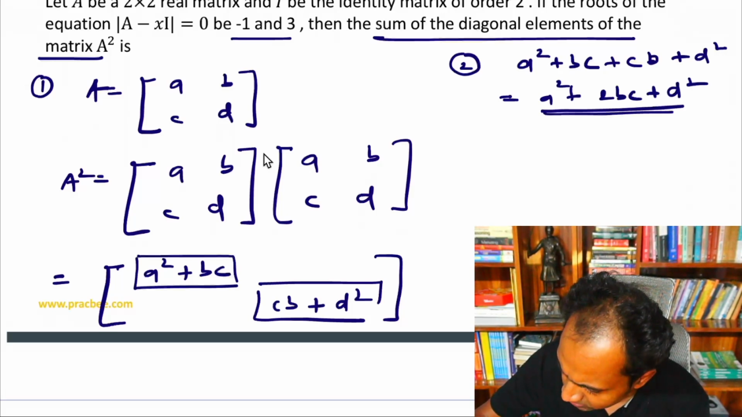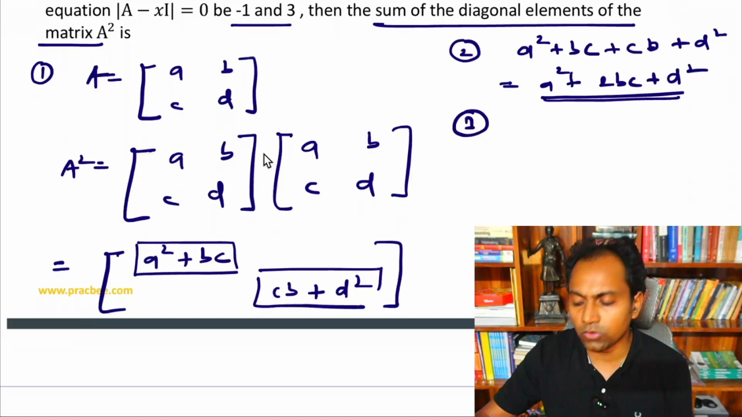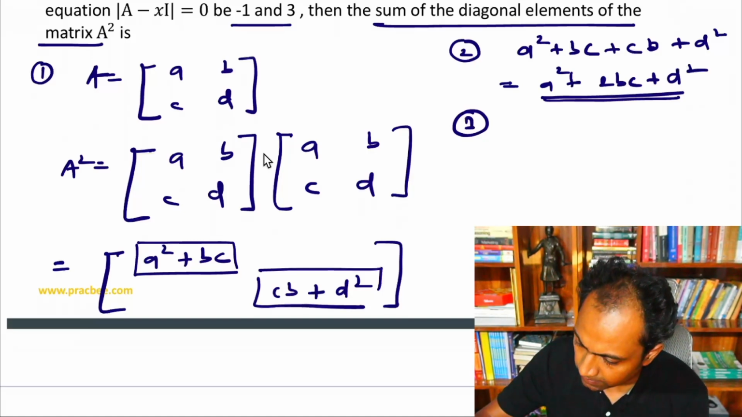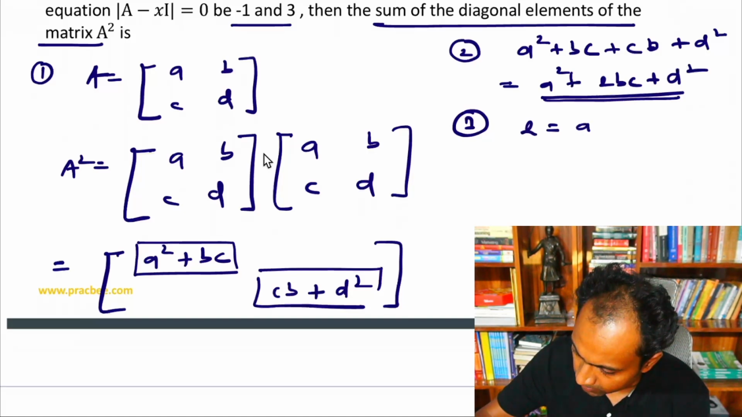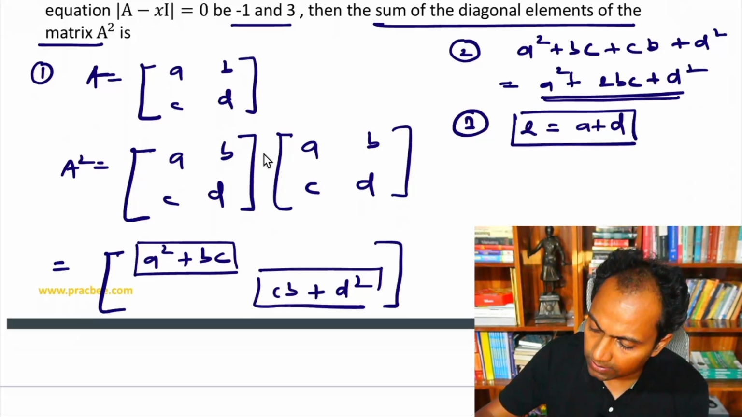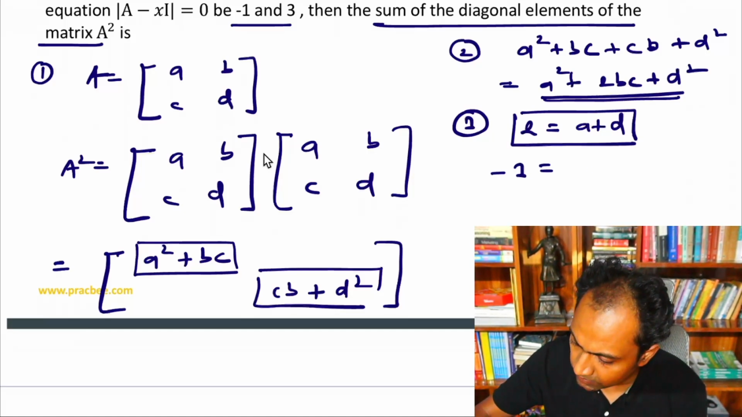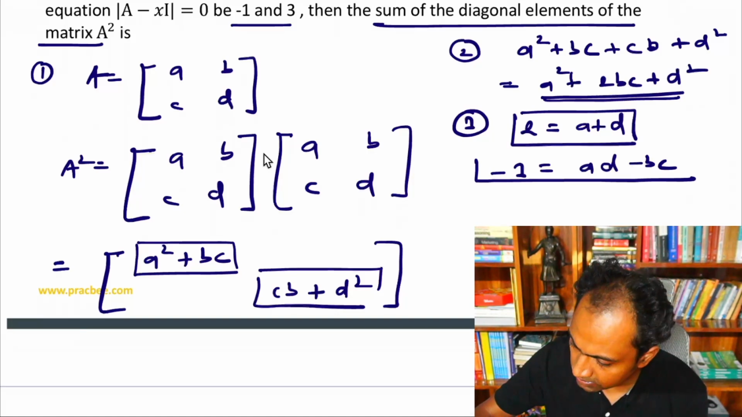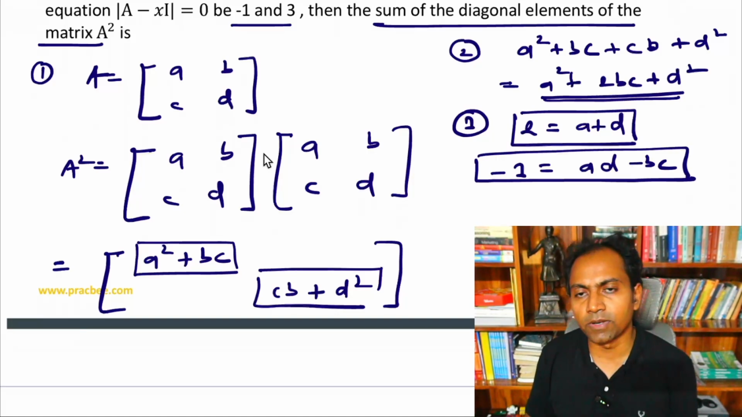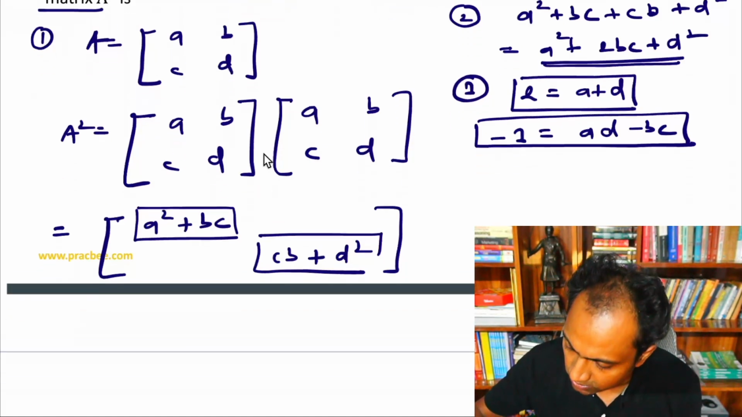Now based on the information that is given to us, what do we know about A? So see, what we know is the sum of the roots is equal to trace. So if the roots are minus 1 and 3, the sum will become 2, and this will be equal to A plus D. And we know that the determinant is equal to product of the roots. Product of the roots will be minus 3, and this will be equal to AD minus BC. This is another condition. So now our job is very simple. Using these two conditions and the things given to us, we need to figure out the value of the expression.